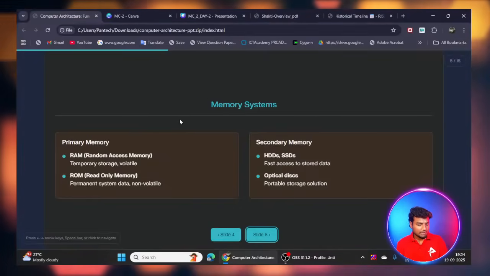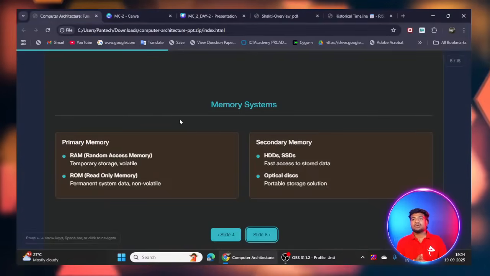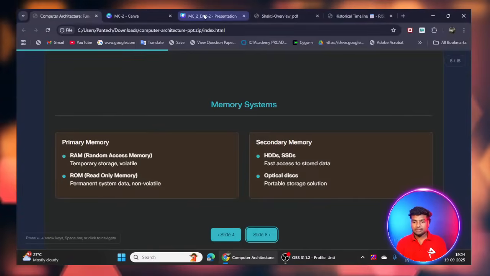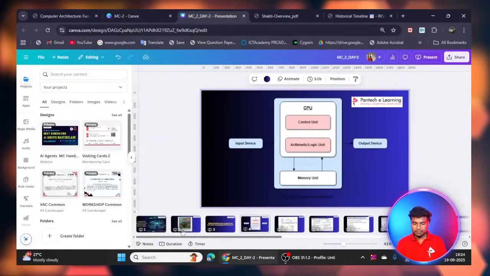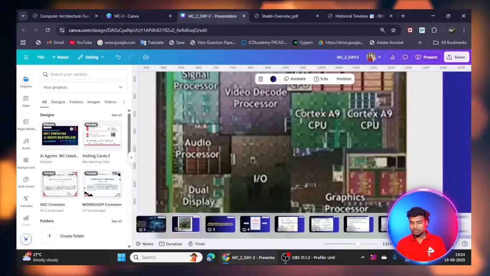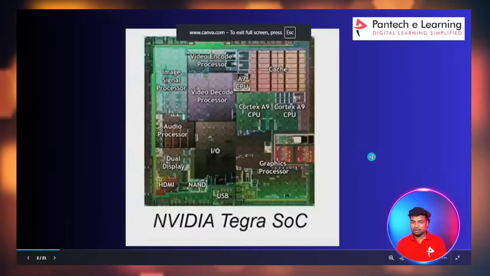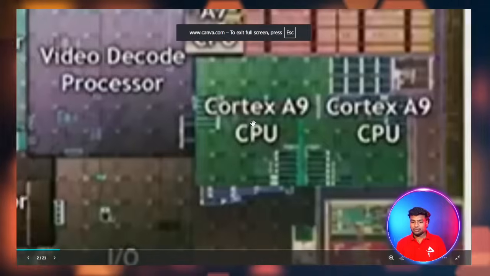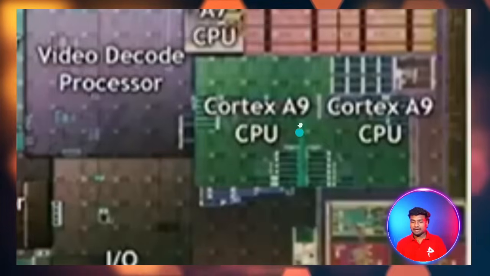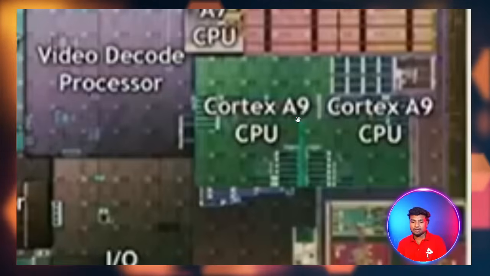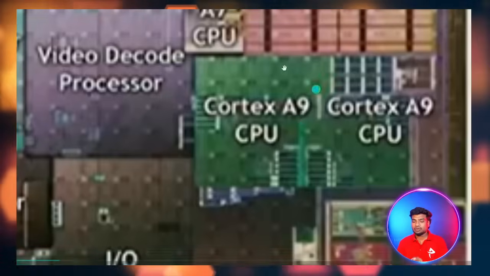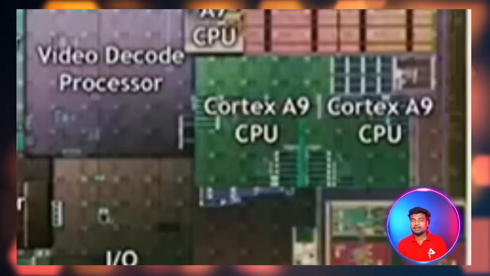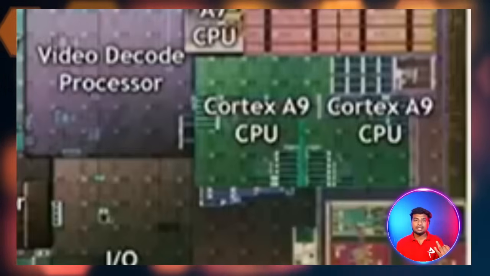So what about cache memory? If you see this picture, I will explain what the cache is. Here we have the CPU core, one ARM Cortex A9 CPU core. Each and every CPU core uses the cache memory. There is a level 1 cache, level 2 cache, and level 3 cache.